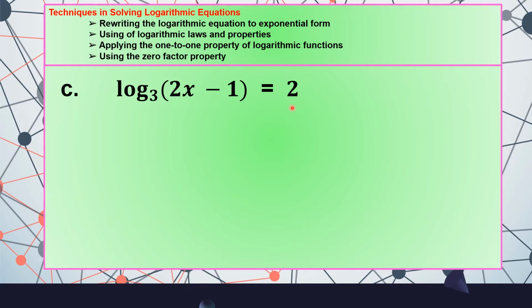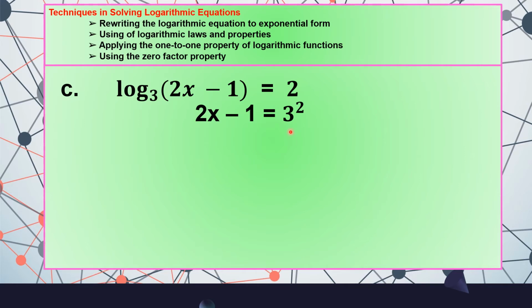In my previous video, I taught you how to rewrite logarithmic equation into exponential form. So let us recall. The base in the logarithm is also the base in exponential form. And the answer in the logarithmic equation is the exponent in exponential form. And 2x minus 1 is the answer in the exponential form. So we have now 2x minus 1 equals 3 squared.